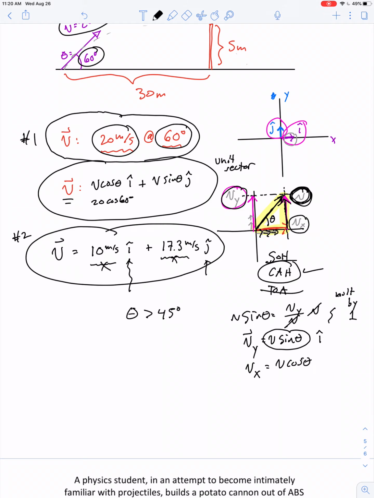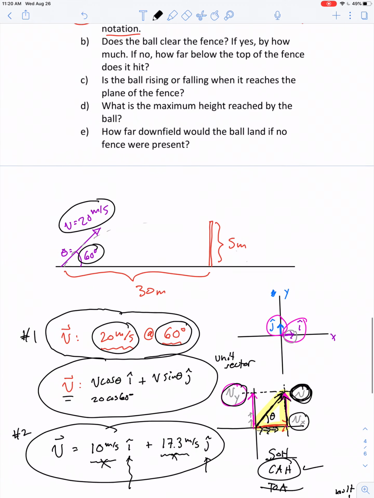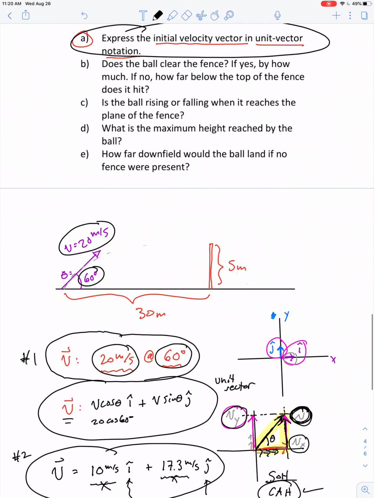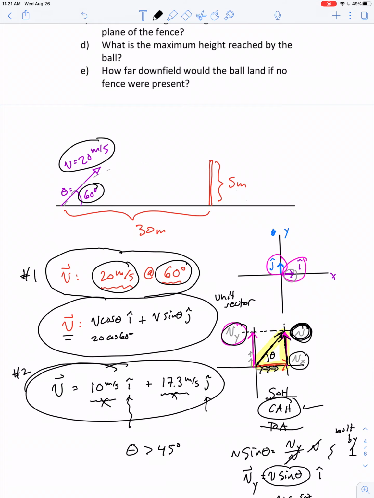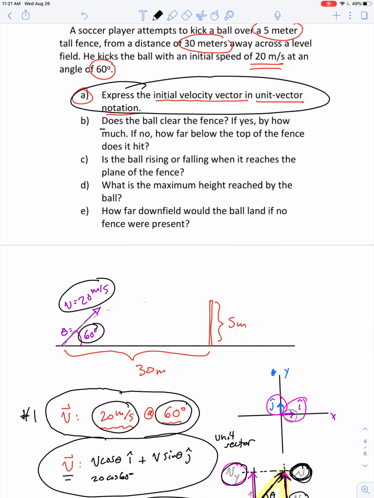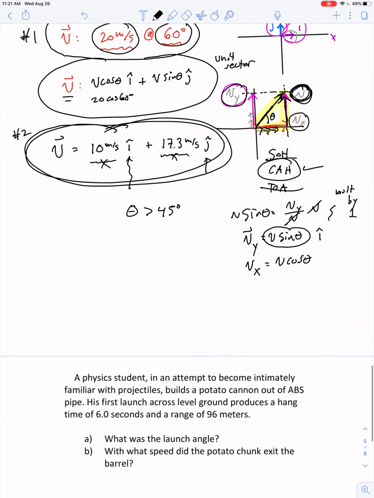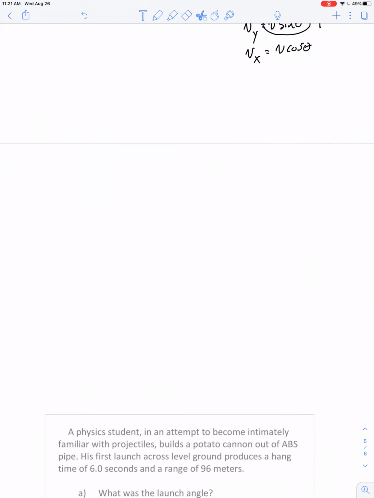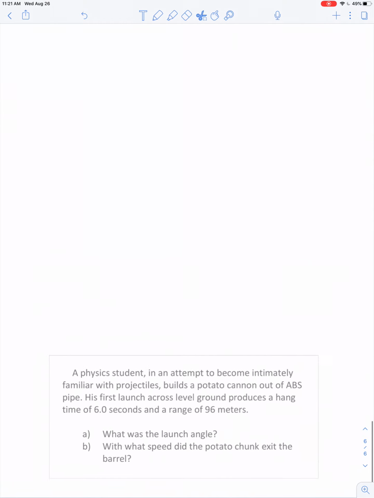All right. That was a long answer to this first question, wasn't it? Express the initial velocity in unit vector notation. There it is. V equals 10 i hat plus 17.3 j hat. Does the ball clear the fence? Well, that's going to take a little effort on our part to determine. Well, I've got a second question waiting for you here. Let me get this out of the way. We need some room to work here.